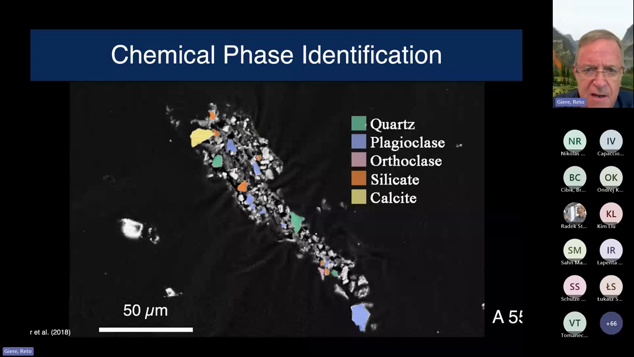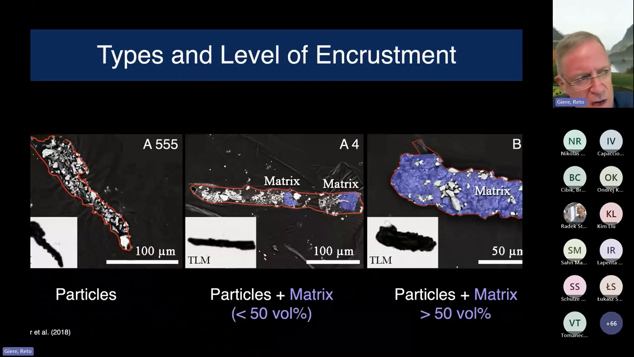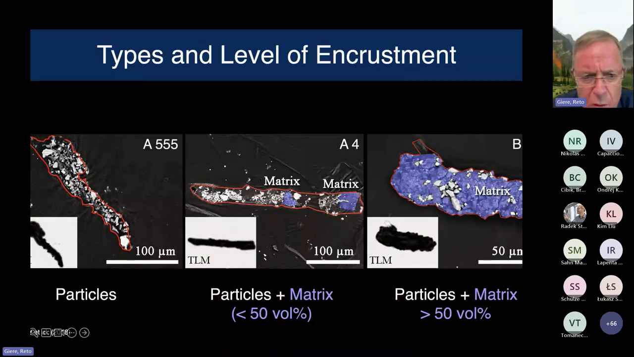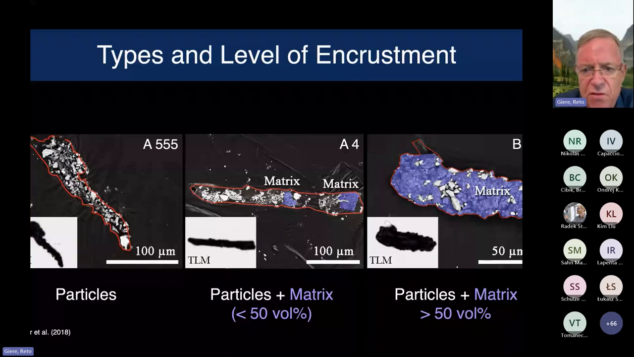Let me now show you how this encrustment or the coating of these particles changes quite dramatically. On the left-hand side, you have a particle that you have just seen before, lots of mineral components on top of the tyre particle. In black, the TLM image, that's transmitted light microscopy, you see the opaque particle. The big image is a scanning electron microscope image, and it shows all the mineral particles on top. In the middle, the same thing for a different tyre particle from a different road.